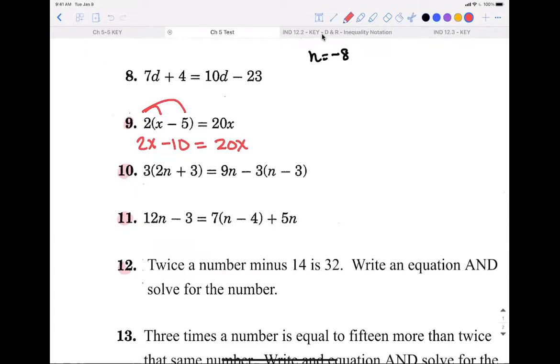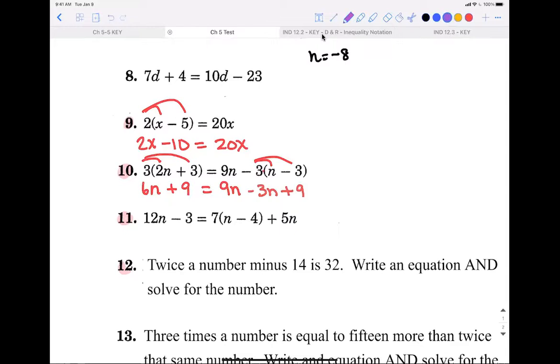On number 10, you've got 2 different places here you have to distribute. First here, so 3 times 2n is 6n, and 3 times positive 3 is positive 9. That's on the left. On the right, notice this negative 3 that's touching the parentheses. I need to distribute that negative 3. I'm going to leave the negative 9 alone for right now and just drop it down. Negative 3 times n is negative 3n, and negative 3 times negative 3 is positive 9.